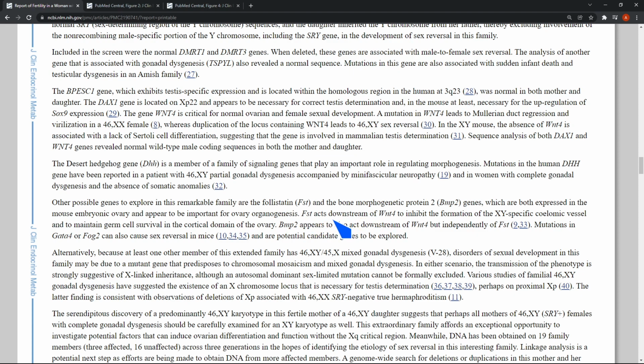So FST acts after WNT4 to inhibit the formation of XY specific solemic vessel and to maintain germ cell survival in the cortical domain of the ovary. All of this is to say that these genes are important in both making the ovaries from cells, period, and ensuring that the ovum survive and are healthy.